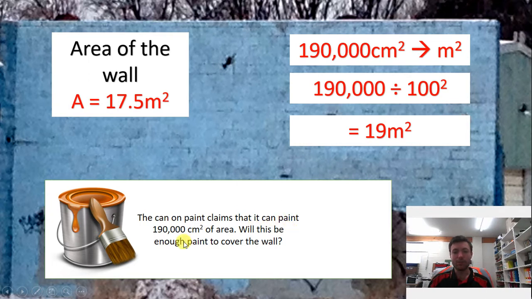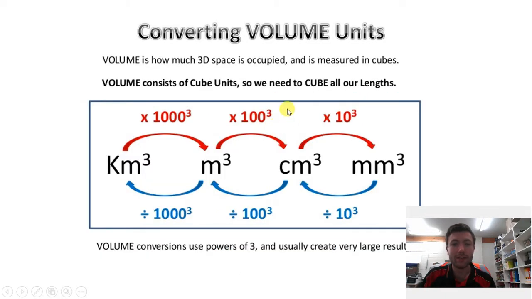The question says, will this be enough paint to cover the wall? Well, we need 17.5 meters squared, and we have 19 meters squared, so yes, that will be enough paint.